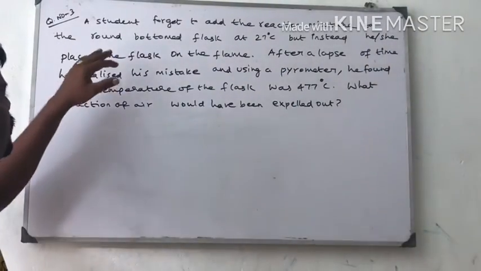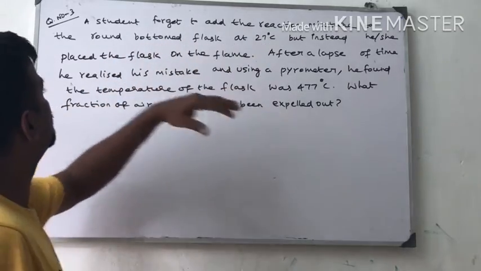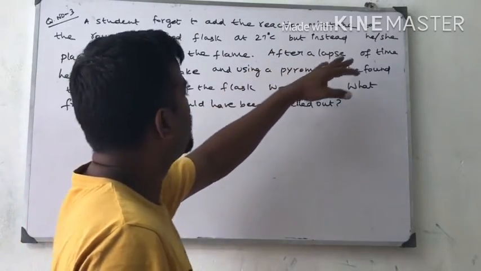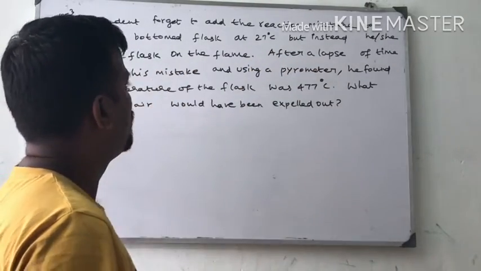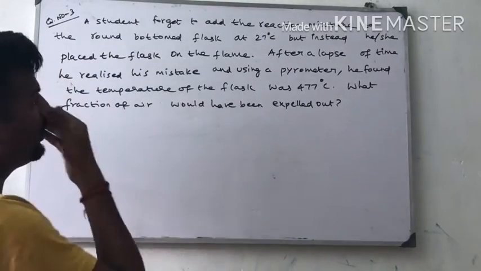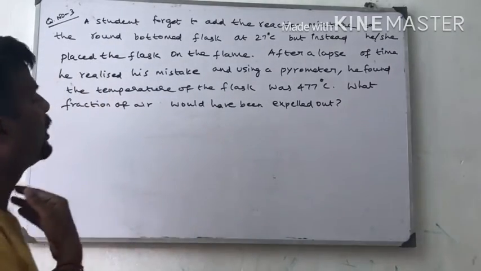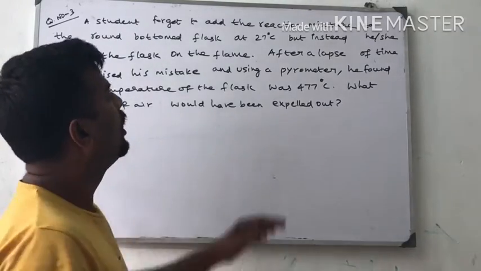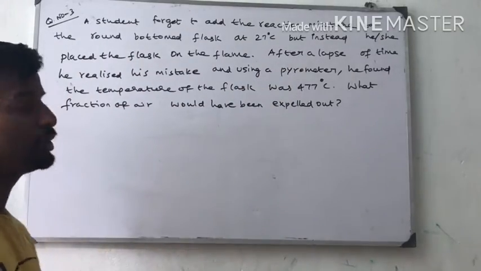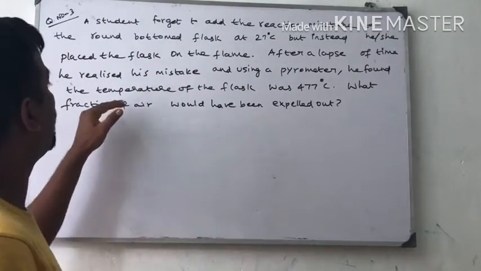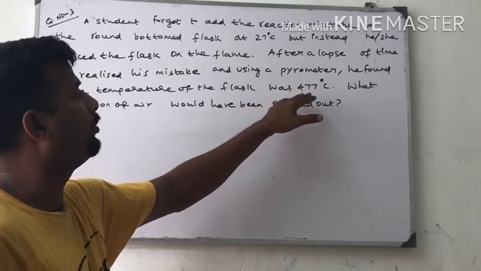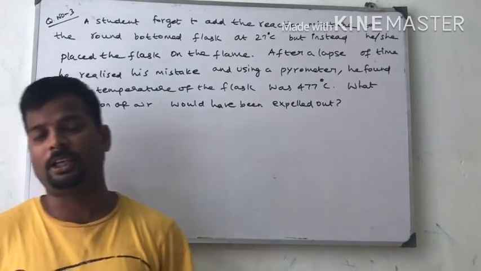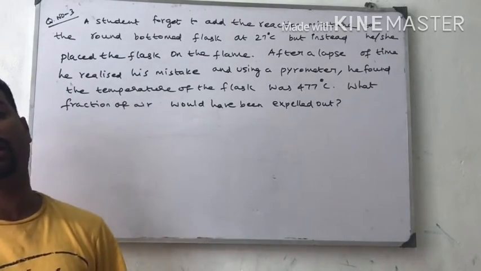Dear students, the next question is: a student forgot to add the reaction mixture to the round bottom flask at room temperature, 27 degrees Celsius, but instead placed the flask on the flame. Without adding the reaction mixture in the vessel, he placed the vessel in the heat. After some time, he realized this mistake, and using a pyrometer, he found the temperature of the flask at 473 Kelvin. What fraction of air would be expelled out? How much air will be expelled out? This is related to Charles' law.